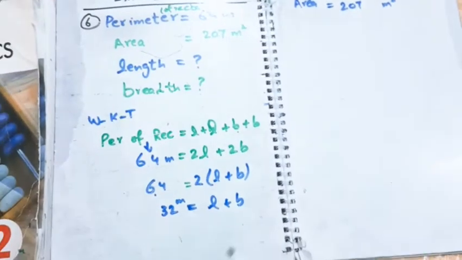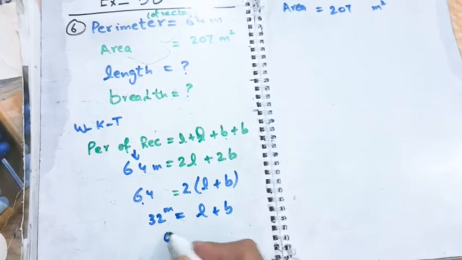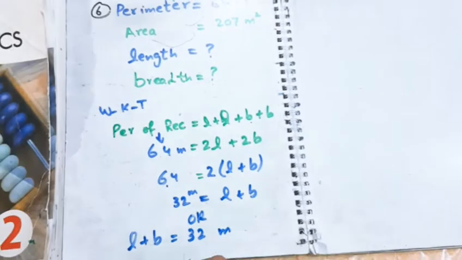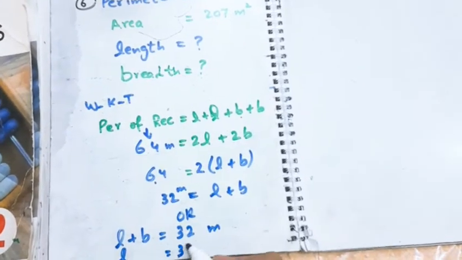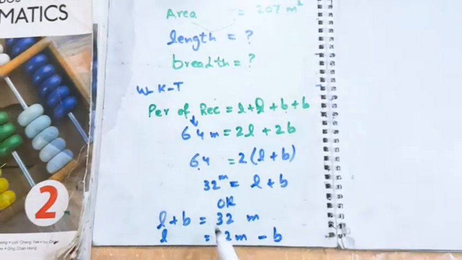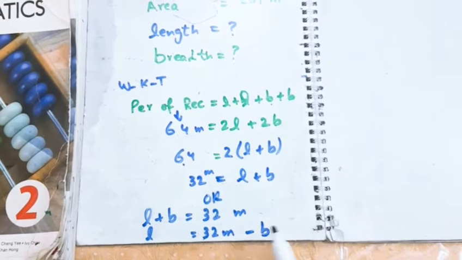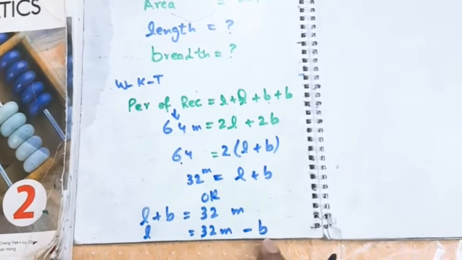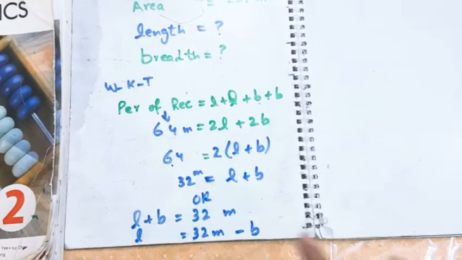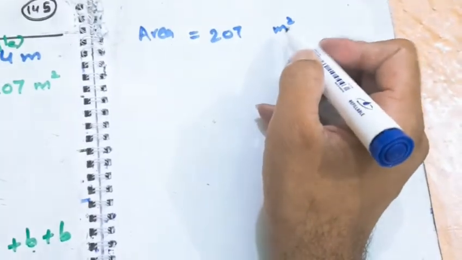Just I remembered one thing, that we can make it like this: L plus B is equal to 32 meters, and L is equal to 32 meters minus B. Did you understand till here? L shall stay here and B has gone to the other side and it has been subtracted. So L is equal to 32 meters minus B, or L is equal to 32 minus B meters, whatever.